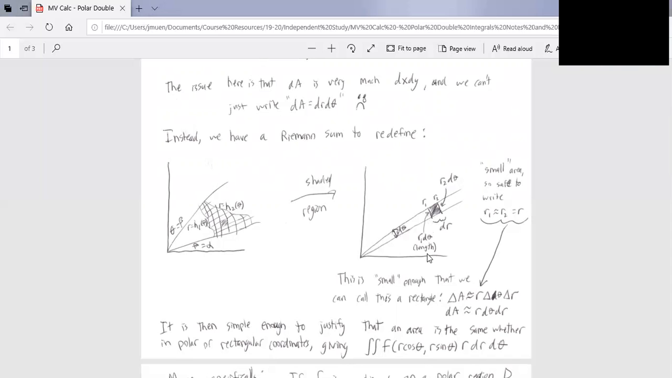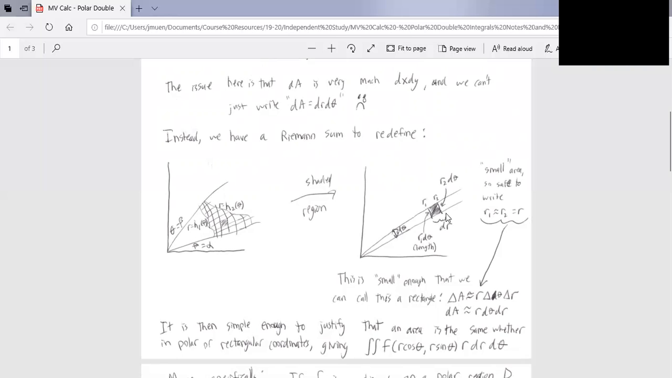And what that means is that when we look at d theta here, representing some width, at radius 1, this width is exactly d theta, but at radius r1, by similar triangles, this width is r1 times d theta. So here, the length of this quote-unquote rectangle is just r1 d theta.